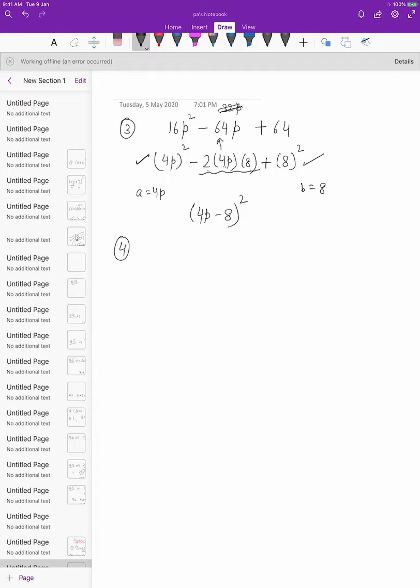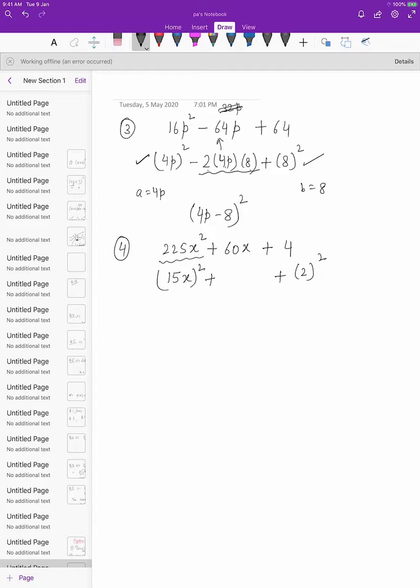One more example before I move on to the next identity, a square minus b square. Now suppose I take 225x square plus 60x plus 4. Again we have to look for whether we have two perfect square terms or not. 225 is the square of 15, you all know that. So I can write it as 15x whole square. 4 is the square of 2. So we have two perfect squares.